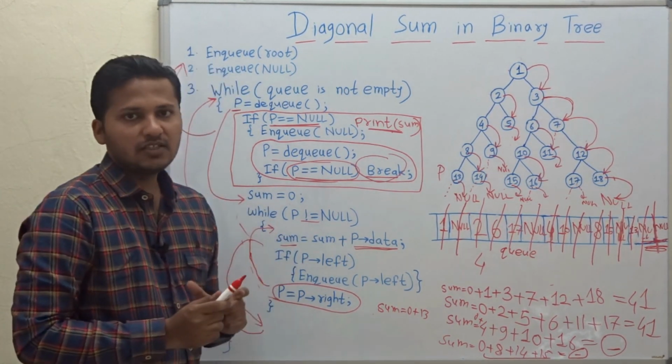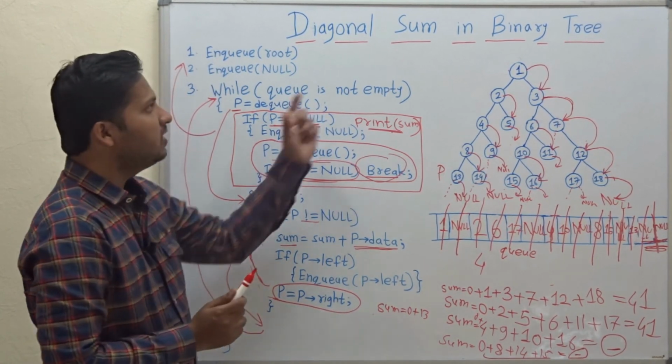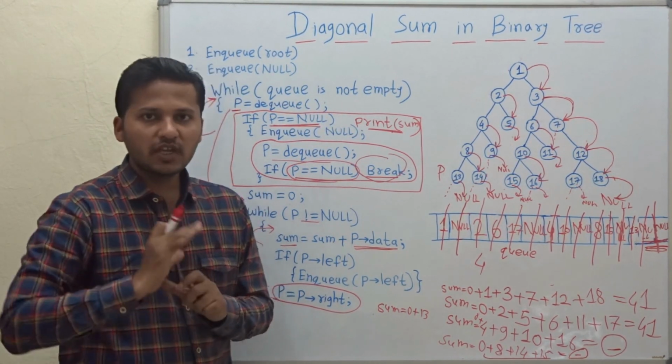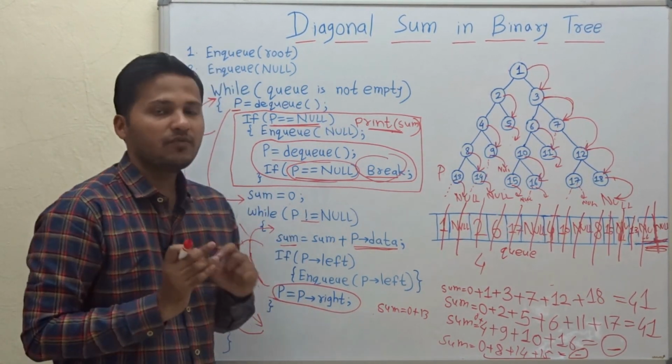I have another video which is named as print diagonal elements in binary tree. If you see that video, then you can understand this algorithm perfectly.